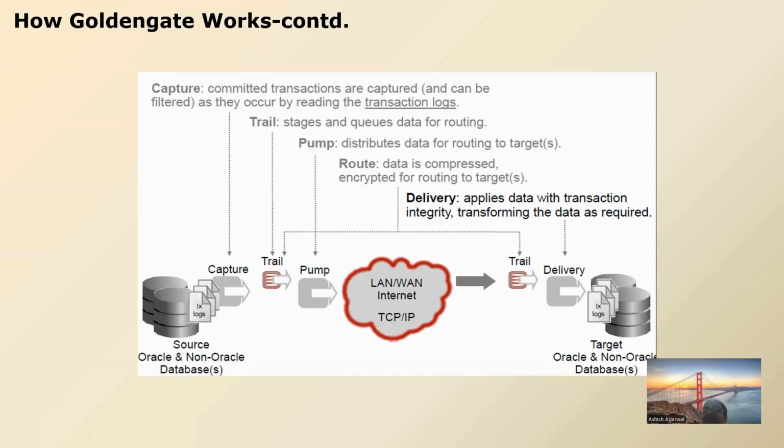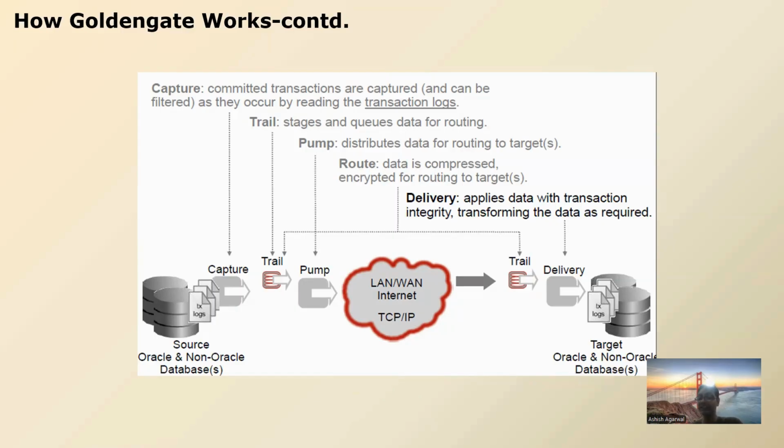Trail files reside on the operating system. They consume your operating system disk space. So the extract process captures the data and writes to the local trail, the trail file. These trail files are binary format files. Trail files residing on the source machine, the trail files which reside on the same machine as the source database, are called local trail files.